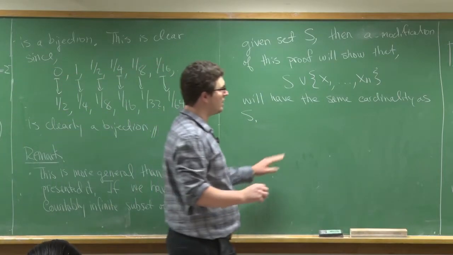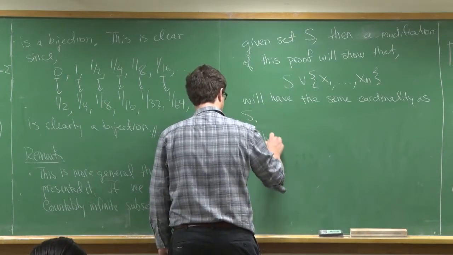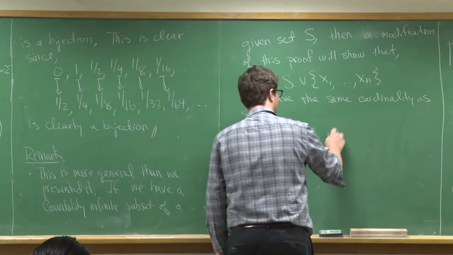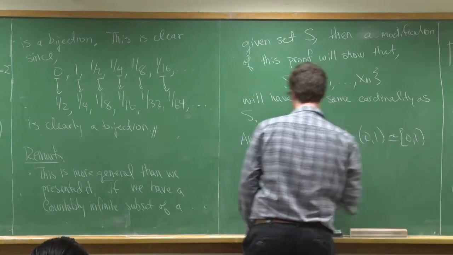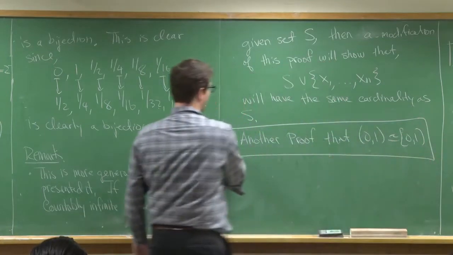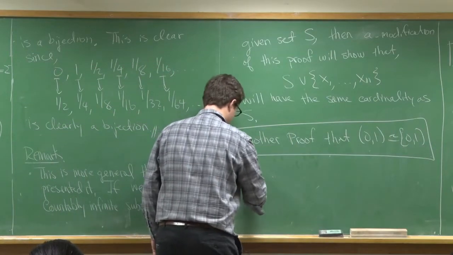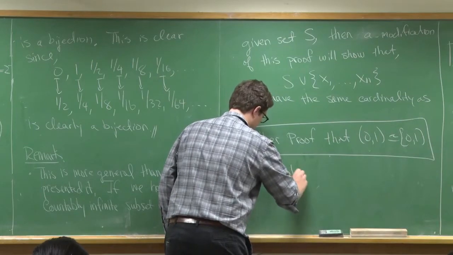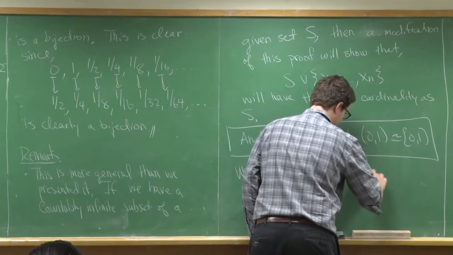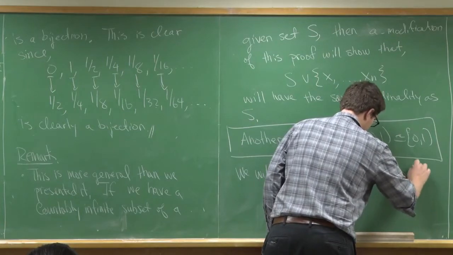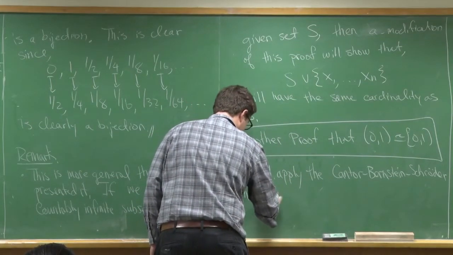Okay. So let me give you a less direct approach. So another proof that these two sets are in bijection here. And so this is a proof by application of this theorem. So we will apply the so-called Cantor-Bernstein-Schroder theorem, which I'll state. And then I'm not going to prove this theorem.